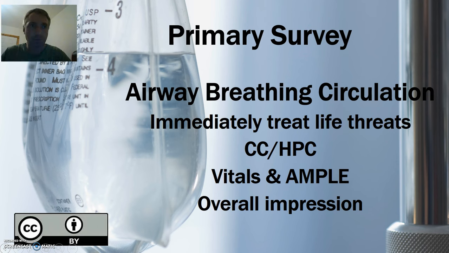Again, we don't lose sight of our key elements, which is our primary survey. Obviously, we do our airway, breathing and circulation checks. We immediately treat any life-threatening conditions. We try to come up with their chief complaint or the history of their presenting complaint. We build on that by taking a good full set of vital signs and by doing a very simple secondary survey, which will be our AMPLE survey. Have they any allergies? What medications are they on? What's their past medical history? What's their last fluid or food intake? And again, the events leading up to why you are now assessing or treating this patient. From there, you can get an overall impression.